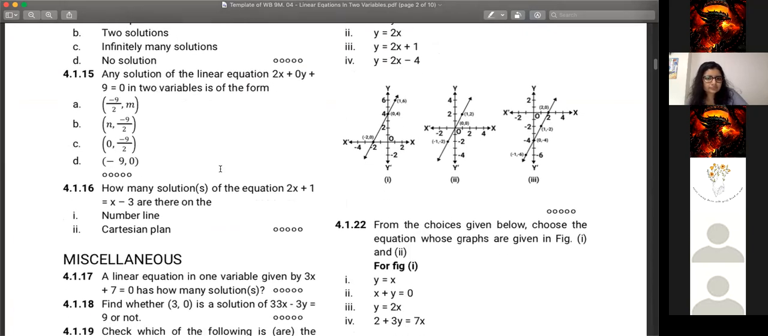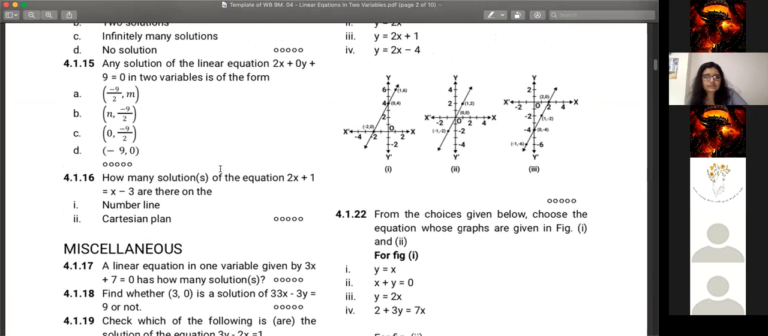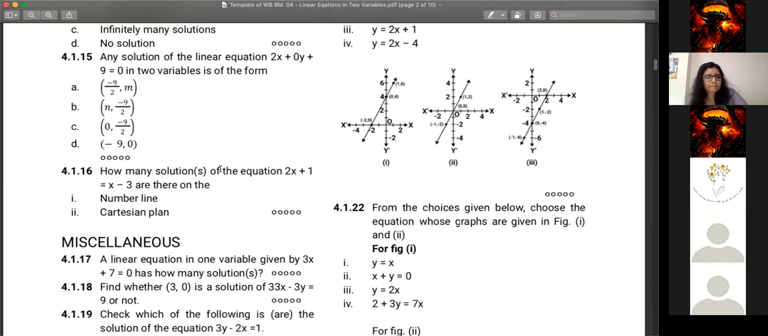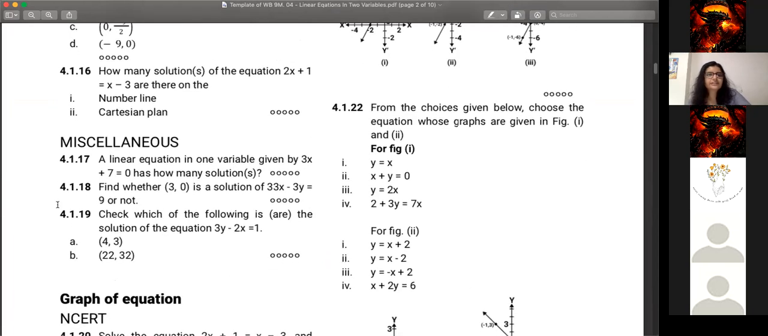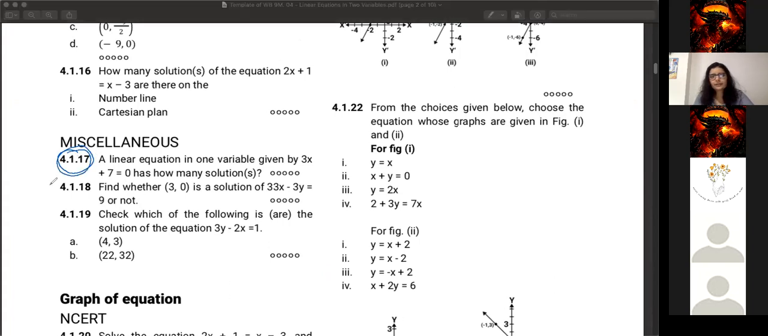Next. This is a good concept. Look at question number 17. They've given an equation, but you need to consider it as a linear equation in one variable. If you have the equation 3x plus 7 equal to 0, and it's an equation in one variable, so x is the only variable, how many solutions will this equation have? One. Is Aryan correct? Yes, ma'am, it's so simple. Very good. Samriddhi, what do you say?